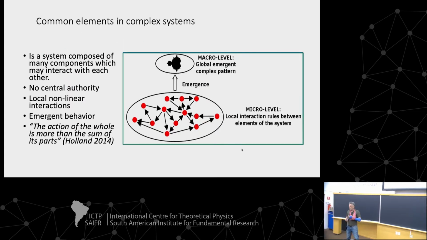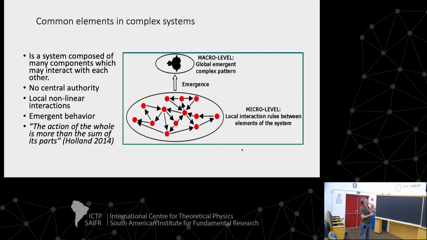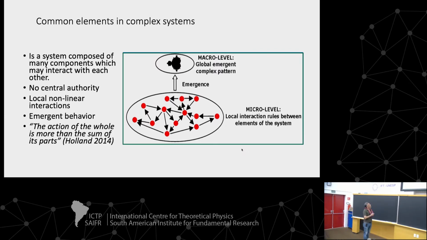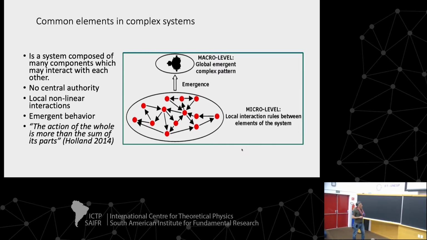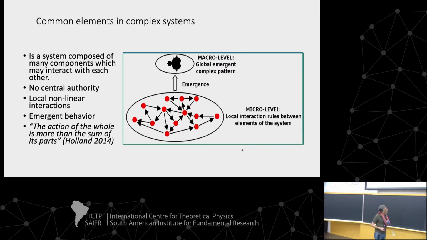Which are the common elements in complex systems? Well, in general, complex systems are composed of many units. There is no central authority, and as Cristina said, there are local nonlinear interactions. The nonlinearity is key here. The nonlinear interaction is key for producing emergent behavior. And the emergent behavior, of course, is a consequence of those nonlinear interactions.